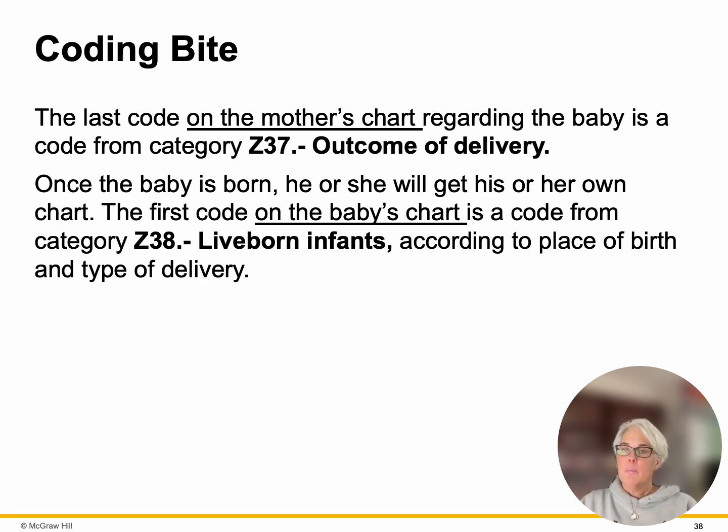And once the baby is born, this automatically creates a new chart, a baby chart. So you have a mom chart, you have a baby chart. And with the baby chart, the first thing that you'll see on that chart is a Z38 live-born infant code that tells us the place of birth and the type of delivery. So I always think of a mother and baby as separate coding stories that start and end in different places. So just remember that Z38 is not going to appear on the mom's chart. That's going to be the start of the baby chart.